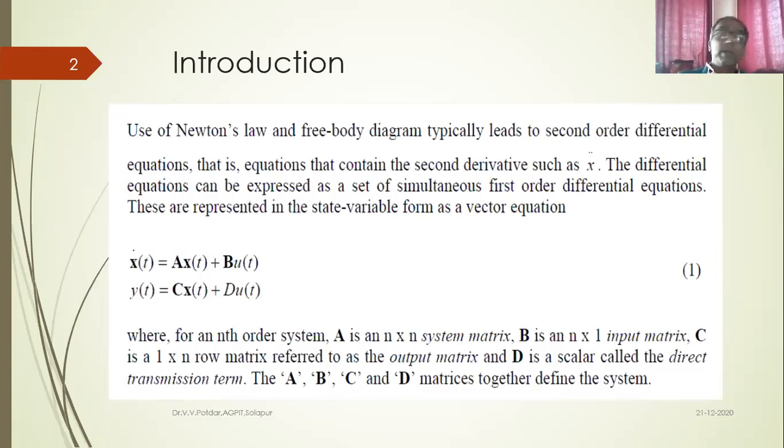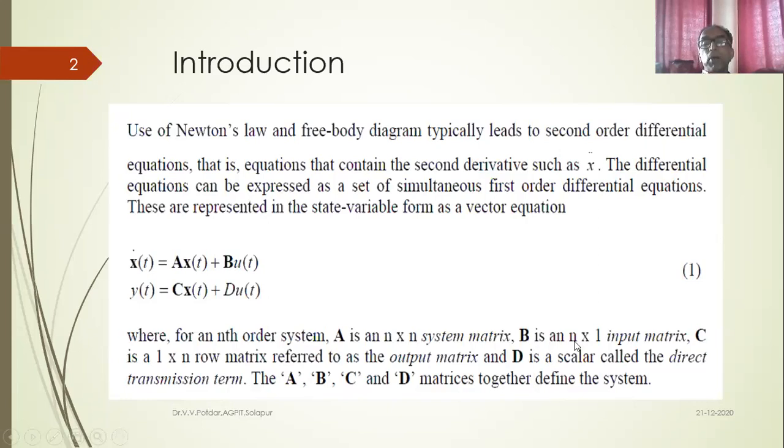Now these two equations are called state space equations, where for an nth order system, A is an n by n system matrix. Now what is this n by n? Rows and columns. N rows and n columns system matrix. A is a system matrix. B is an n by 1 input matrix. B is n by 1 input matrix. What does it mean?